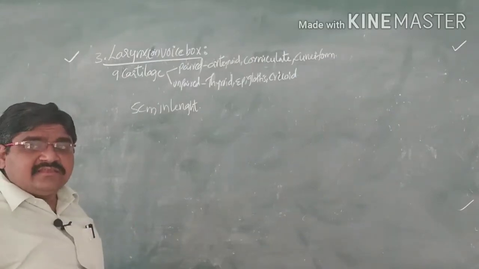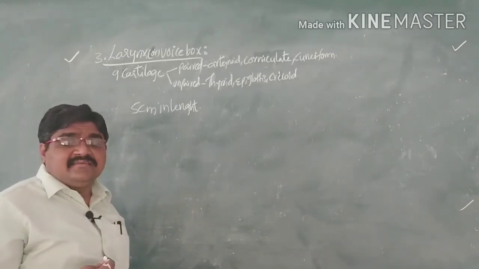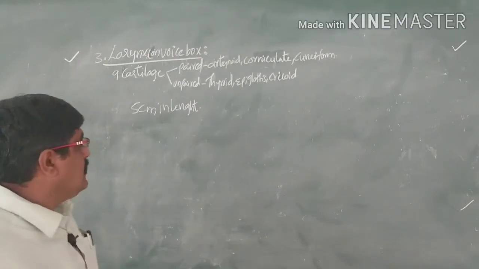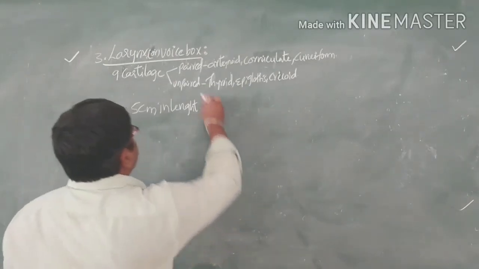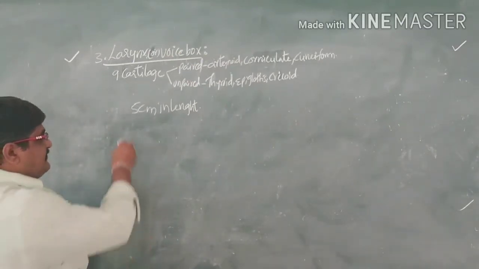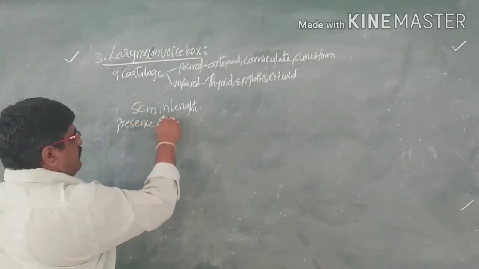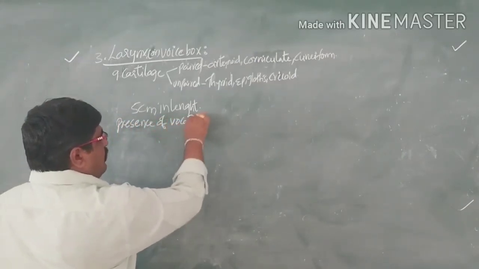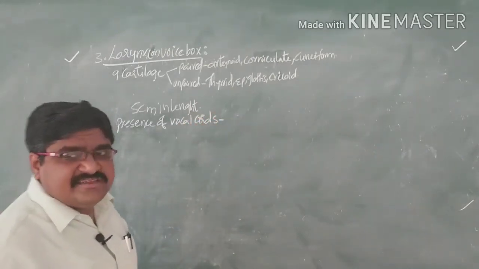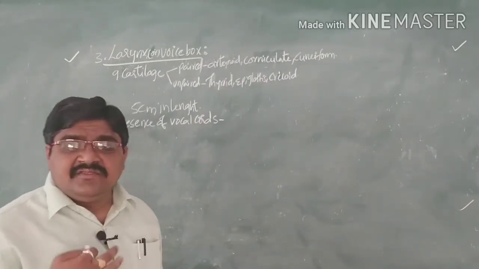Why is it called the voice box? Because the larynx consists of vocal cords. Due to the vibration of these vocal cords, sound is produced, so it is also called the voice box.